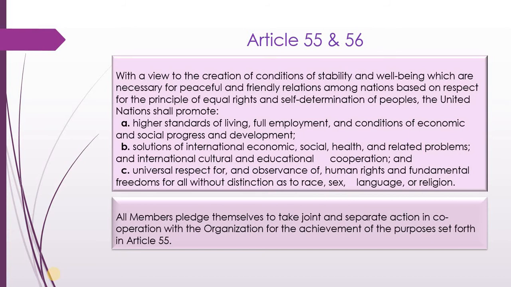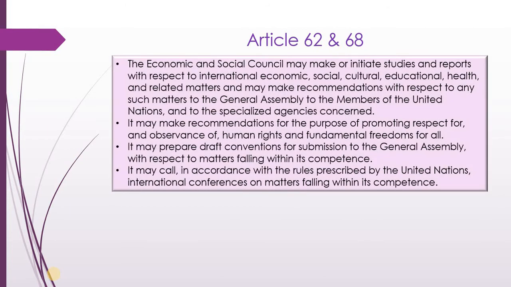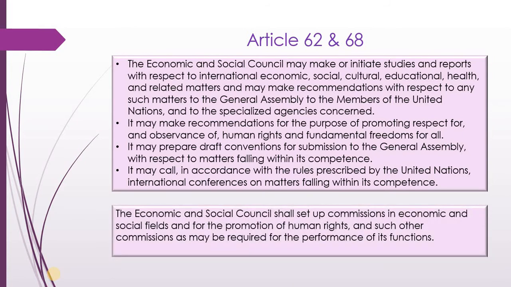The extension, or supporter, of Article 55 can be seen in Article 56, which states that all the members pledge themselves to take joint and separate action in cooperation with the Organization for the achievement of the purposes set forth in Article 55. So, these two articles are in collaboration with each other. The next article is Article 62, which authorizes the Economic and Social Council to make recommendations for the purpose of promoting respect for and observance of human rights and fundamental freedoms for all.